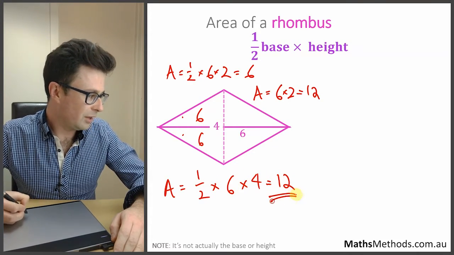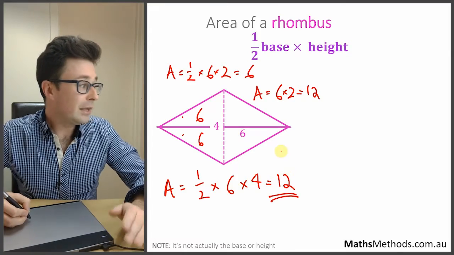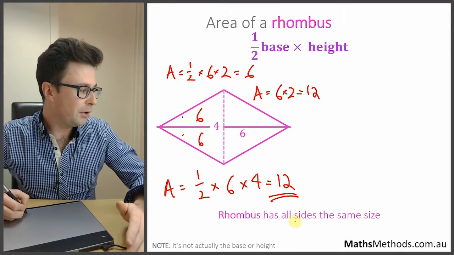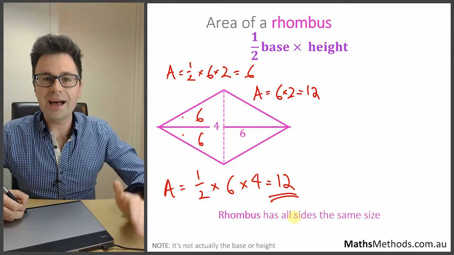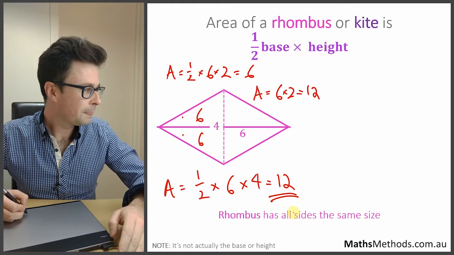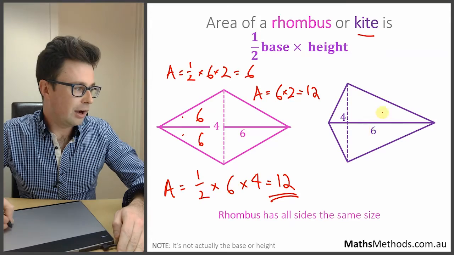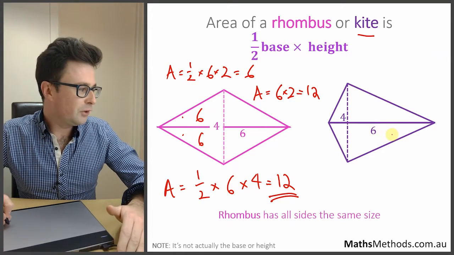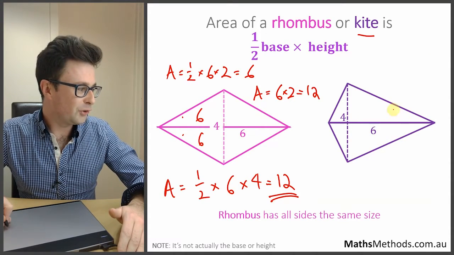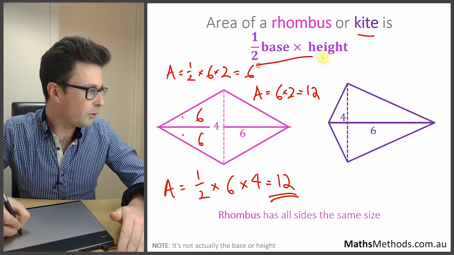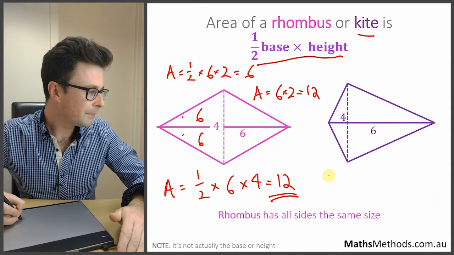So yes, that gives us the same thing. Now this is the area of a rhombus, and a rhombus is something where all sides are the same size. But it also works with a kite, and this thing here is a kite, and I'm not going to prove to you again the two triangle idea because you can see the two triangles. So instead let's just use this formula here, which is half base times height.